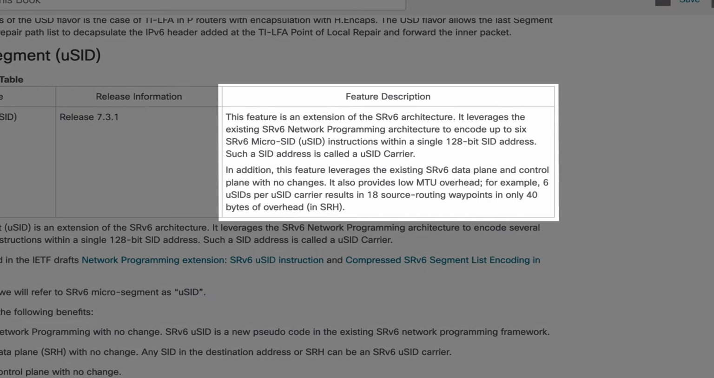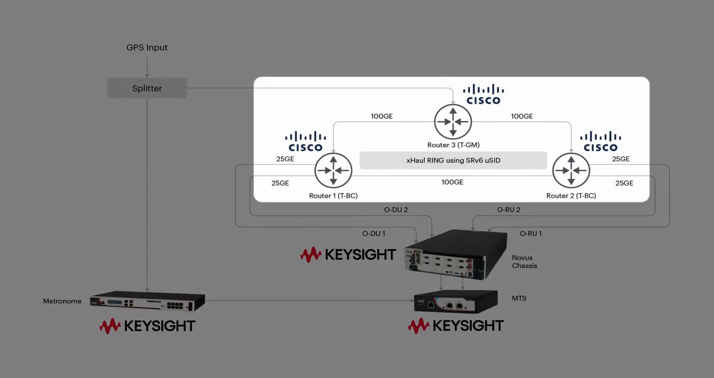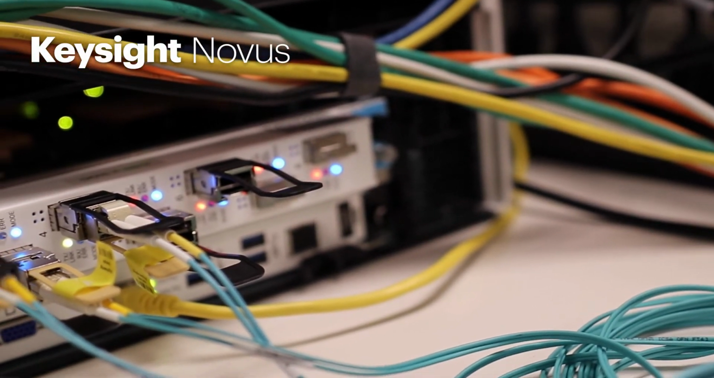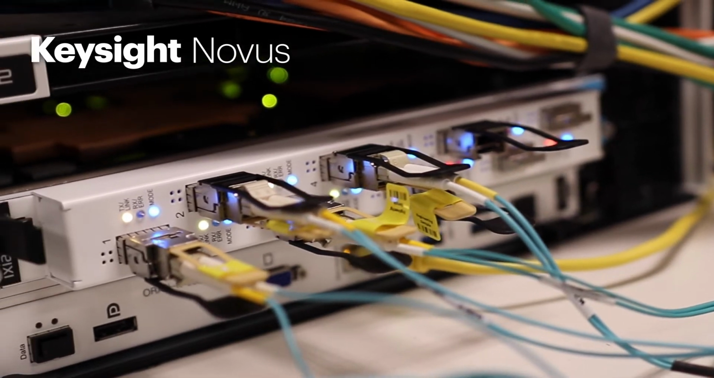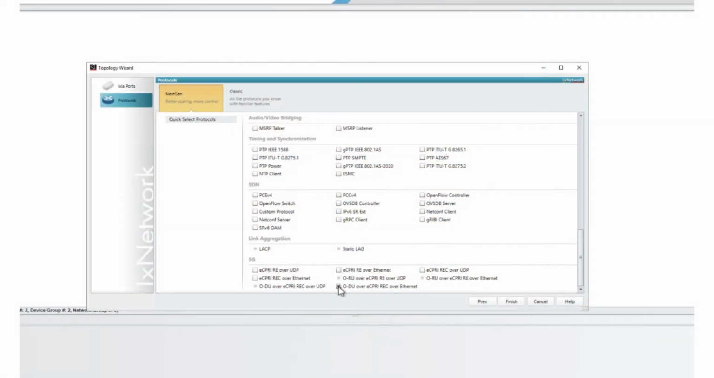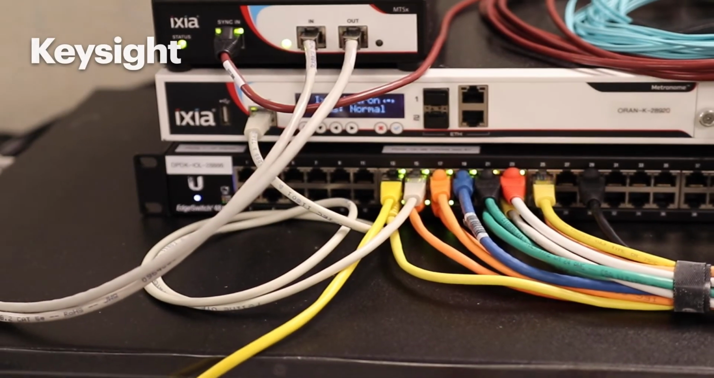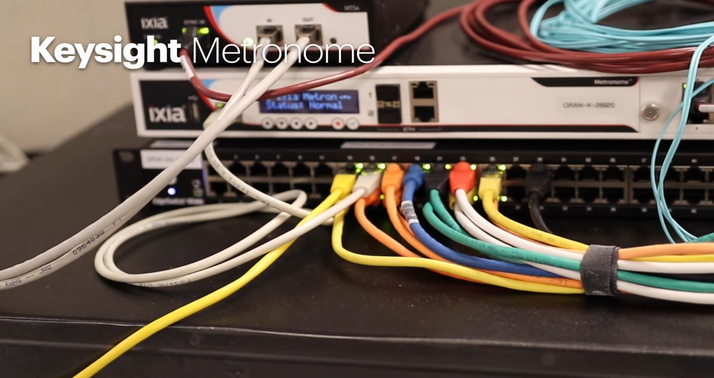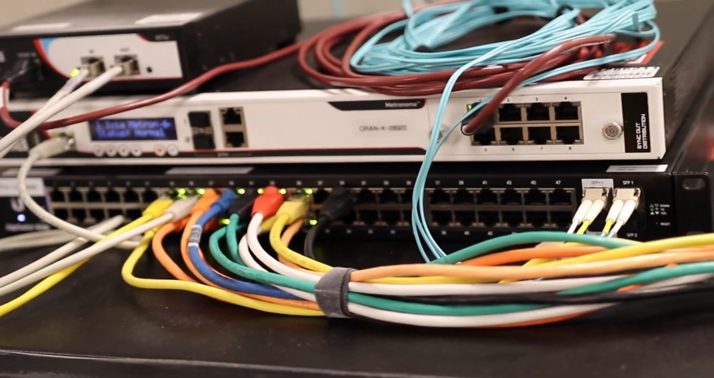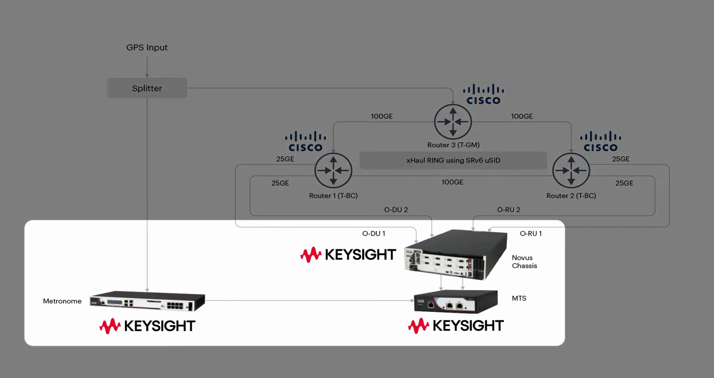For synchronization, the NCS55A1 with integrated GNSS receiver is configured as T-GM to distribute the clock to all connected nodes, including RUs and DUs. The Keysight Novus hardware, along with IxNetwork, is used to emulate the RUs and DUs in this ORAN fronthaul. The Novus ports are used to generate C, U, M, and S plane traffic between two RU interfaces and two DU interfaces. The Keysight Metronome timing system provided the GNSS time reference to the Novus hardware. The Novus hardware emulated 1588 followers on the RU and DU interfaces and was used to measure the time error being propagated by the fronthaul transport network.